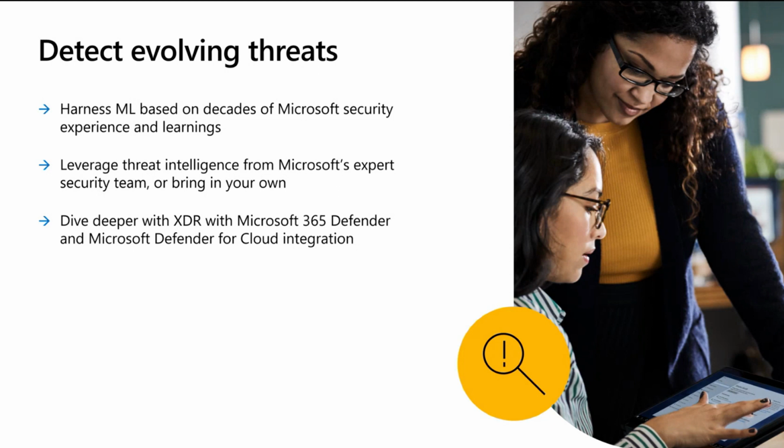Detect evolving threats. Microsoft Sentinel has so many facilities. It has an AI engine. It has a machine learning engine. It gets connected with different threat intelligence engines as well. That means it can operate in 2 ways. It has its own engines, and it can connect to different engines. Like in the second point, you will see: leverage threat intelligence from Microsoft's expert security team or bring in your own. Focus on that point. Bring in your own.